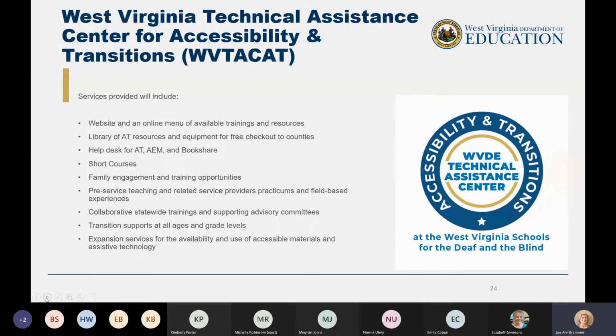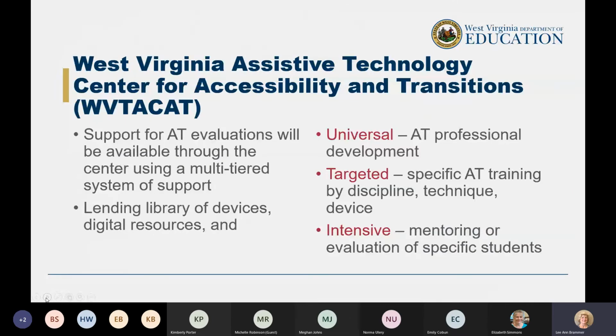We're also going to have a website with an online menu of available trainings and resources. That will be an ongoing fluid website. And we're going to offer short courses, all kinds of collaborative statewide trainings, and we have a team that is the best of the best in the state to help do that. So we are very, very excited about this center. We're going to offer services for AIM and assistive technology using the multi-tiered system of supports.